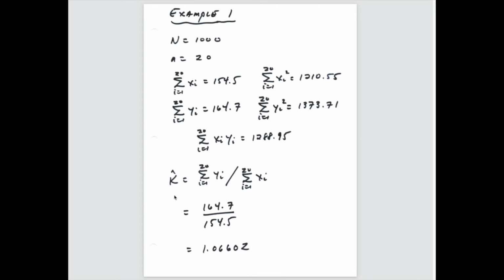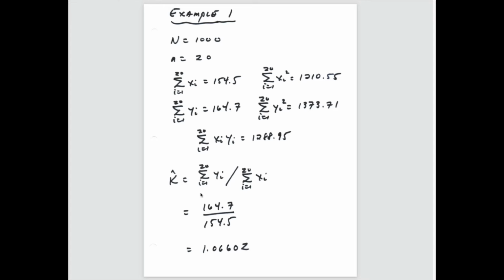The first thing we want to do is calculate our estimate of k, which is k hat. There are two formulas that we can use to calculate k hat. One would be the ratio of the sample means, which we don't have up here. All we have are the sums. But we can also express k hat in terms of the sums of the variables, which is what I've done here.